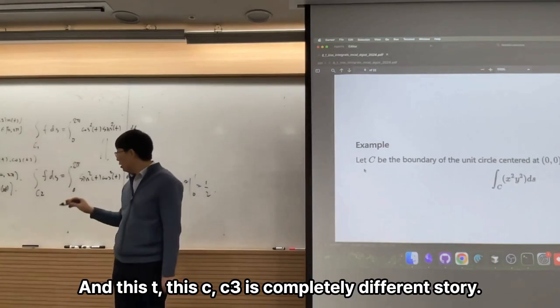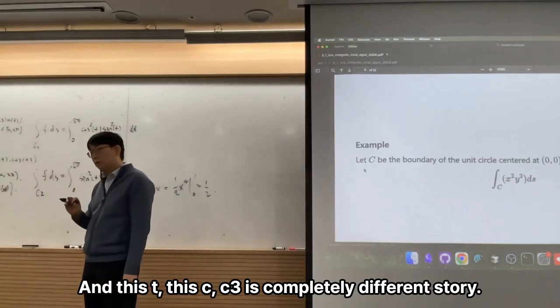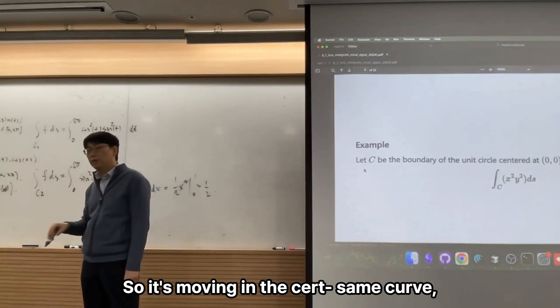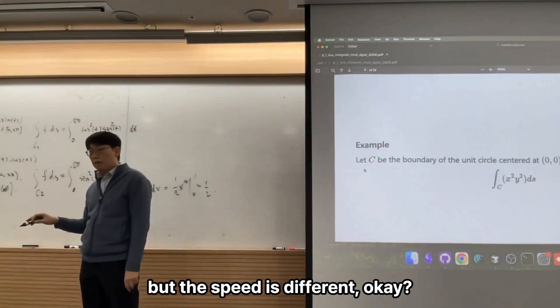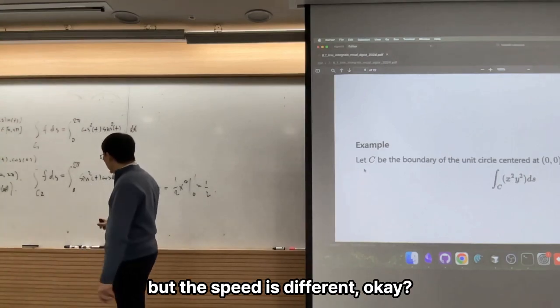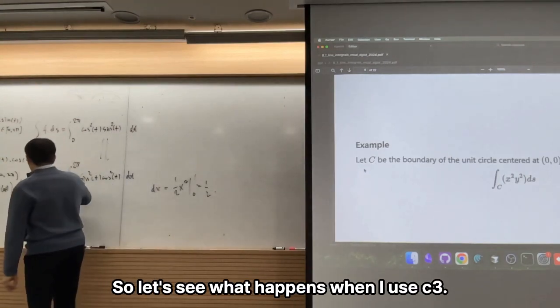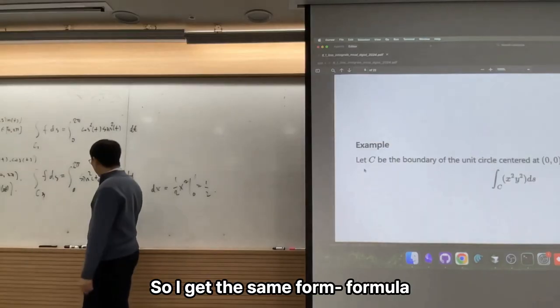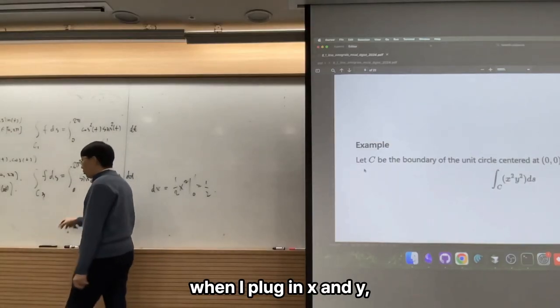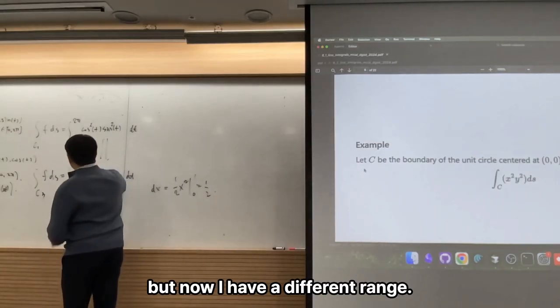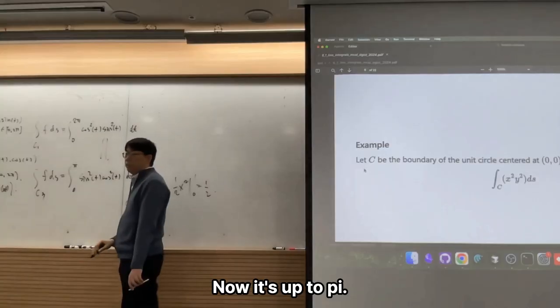And this C3 is a completely different story. It's moving along the same curve, but the speed is different. So let's see what happens when I use C3. I get the same formula when I plug in x and y, but now I have a different range. Now it's up to pi.